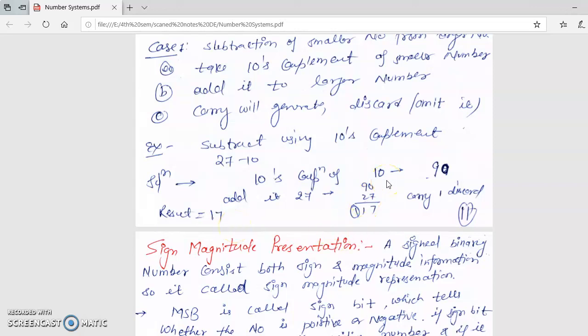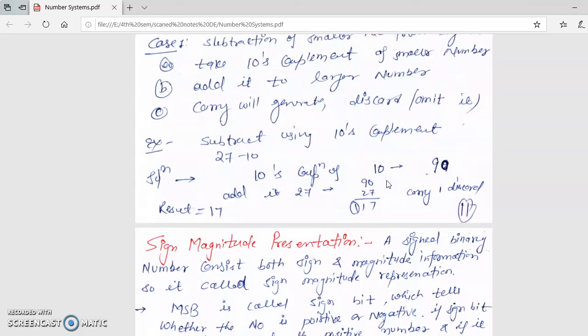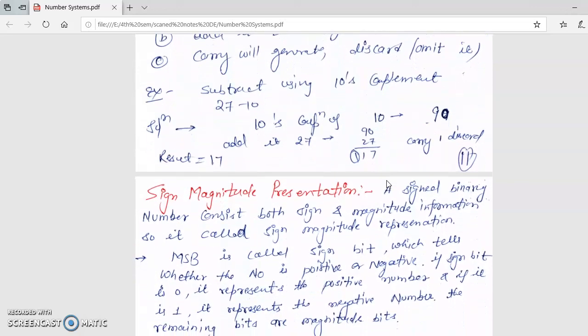These are arithmetic complement arithmetics completed. Next one is sign magnitude representation.